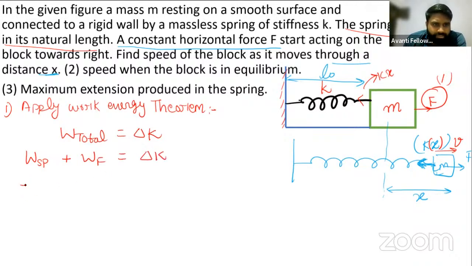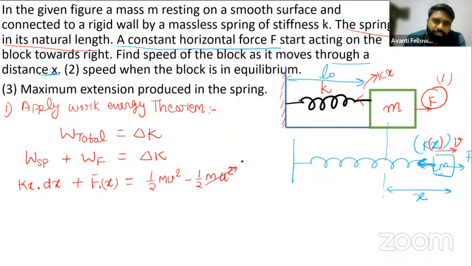Now work done by spring force is minus of, and let's say we do not write minus, it is kx dot dx. But we know that the dx is in opposite direction to the spring force. And this constant force is exactly acting in the direction of the displacement. And because this force is constant, so you can take the entire length, the entire displacement. Now this is 1 by 2 m v square minus 1 by 2 m u square.